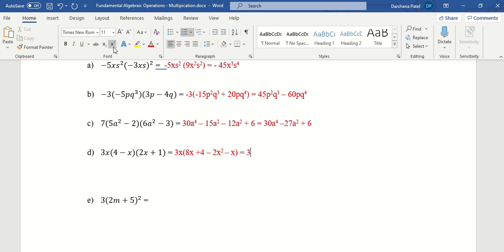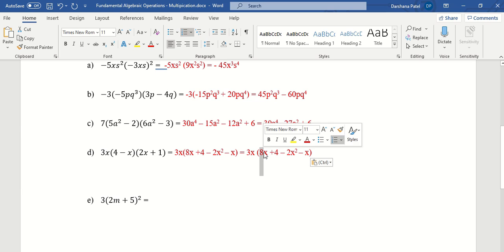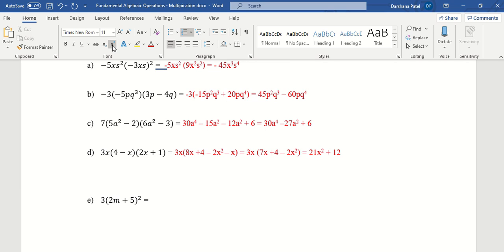For the bracket then, we can simplify 8x and negative x to become 7x, because 8x minus x will be 7x and everything else will remain same. So this will be 7x plus 4 minus 2x square. And now multiplying 3x inside the bracket, 7 times 3 will give us 21 x square plus 12x minus 6x to the power of 3.